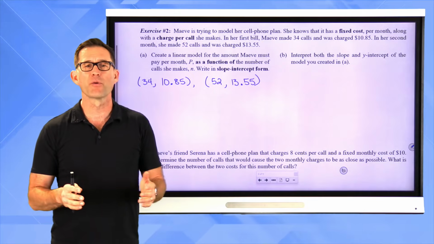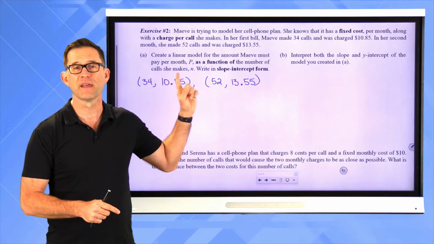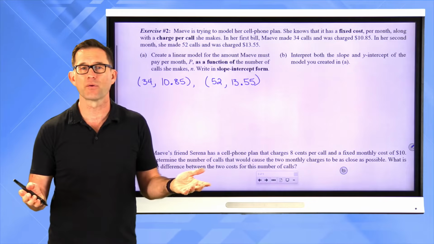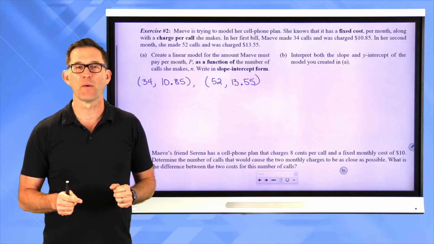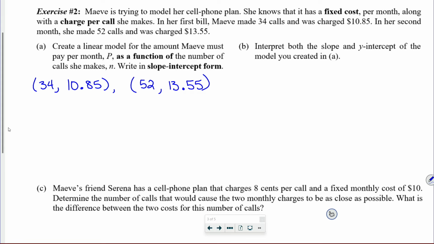Now, if you're most comfortable first writing the model in terms of x's and y's and then translating it in terms of P and N, that's fine. There's nothing wrong with that. But let's take a look at how we develop this model.